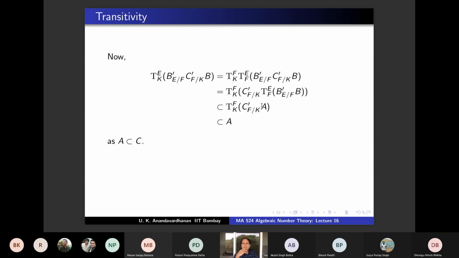Oh, okay. So maybe I made a mistake. So by definition, what is this? C prime consists of those elements x in F such that trace of xc is contained in A. Trace of xc is contained in A.